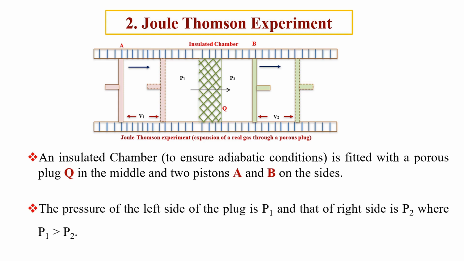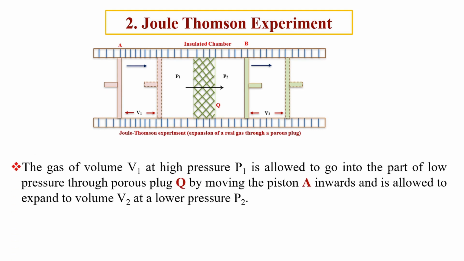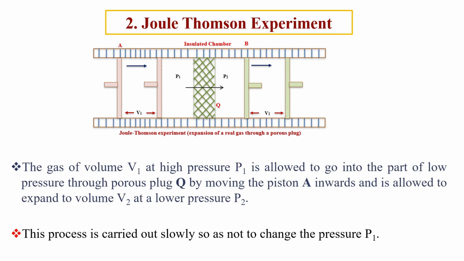Pressure on the left side of the plug is P1 and that on the right side is P2, where P1 is greater than P2. The gas of volume V1 at high pressure P1 is allowed to go into the part of low pressure through porous plug Q by moving the piston A inwards and is allowed to expand to volume V2 at a lower pressure P2. This process is carried out slowly so as not to change the pressure P1.